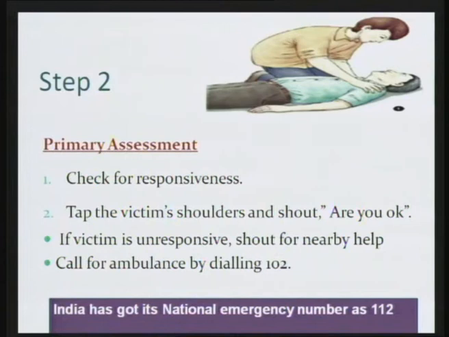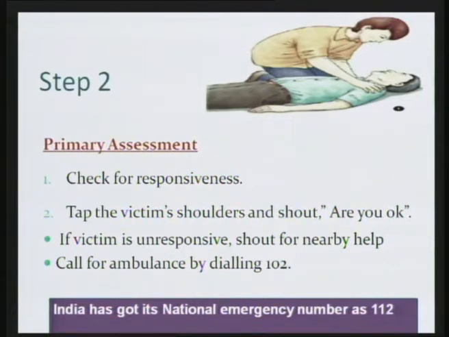Step 2 under link 1 is primary assessment. Now the patient is on the safe side and the rescuer is ready to start basic life support. The first thing the rescuer has to do is the primary assessment. For this, the rescuer will check the responsiveness of the patient. He will tap the victim's shoulder, as we can see in this picture, and he will shout. It's not that he will say it slowly, but he will shout, "Are you okay?"